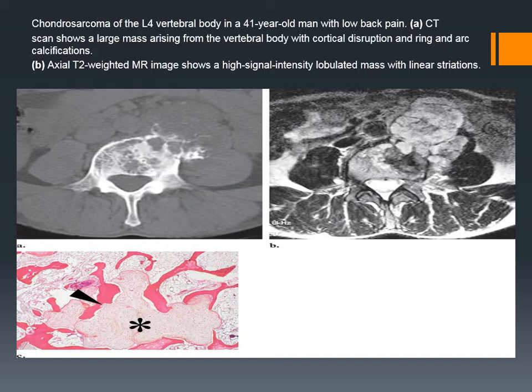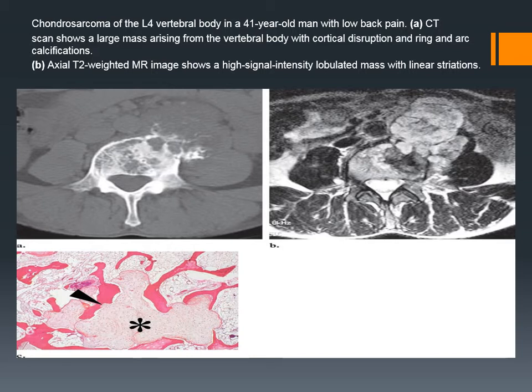Second, chondrosarcoma is a low-grade malignancy. It's slowly growing. It takes years and years to grow. So this means that it will not enhance markedly. It might show some contrast enhancement, but usually it does not enhance markedly.